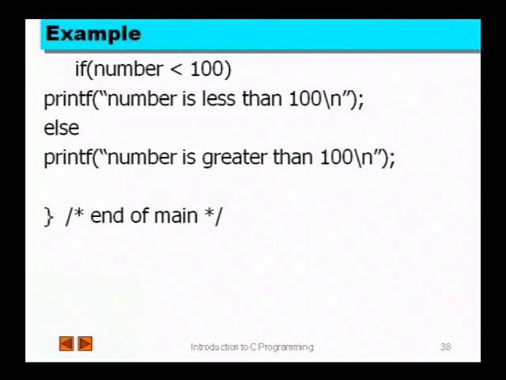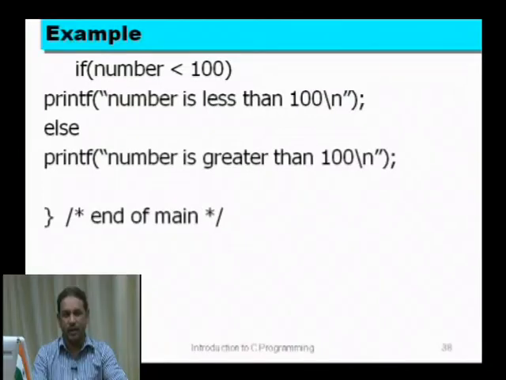Next, if number is less than 100, suppose you enter the number 50, it is less than 100, so definitely it will print the message number is less than 100. Suppose you enter the number 150. It compares whether 150 is less than 100; no, it is false. So the next statement, within the else part, is printf number is greater than 100. In this way the program will be executed.